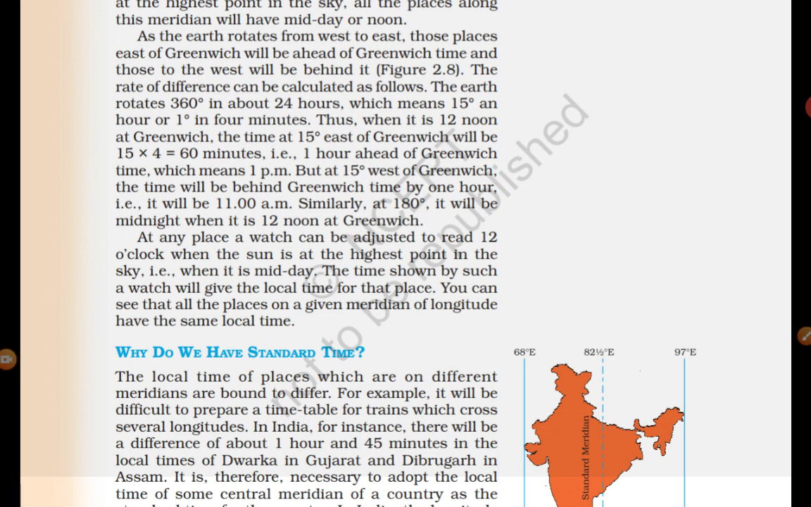So the time will be behind Greenwich time by 1 hour. It will be 11 a.m. Similarly, at 180 degrees it will be midnight when it is 12 noon at Greenwich time, because I told you that 180 degrees and 0 degree prime meridian are completely opposite, exactly located on the backside of each other. So on the prime meridian, if it is day, then at 180 degrees it will be night, clear?